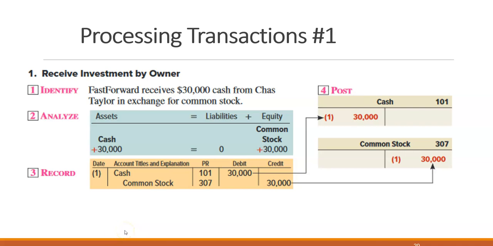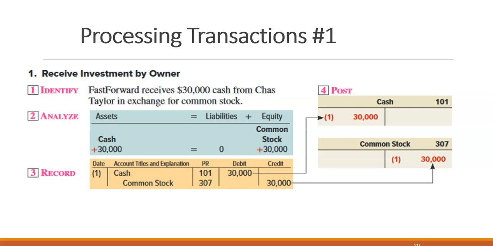Now we're going to talk through some of these transactions from your textbook. So we have this transaction 1. We've received an investment by the owner. We received $30,000 in cash from Chaz Taylor in exchange for common stock.